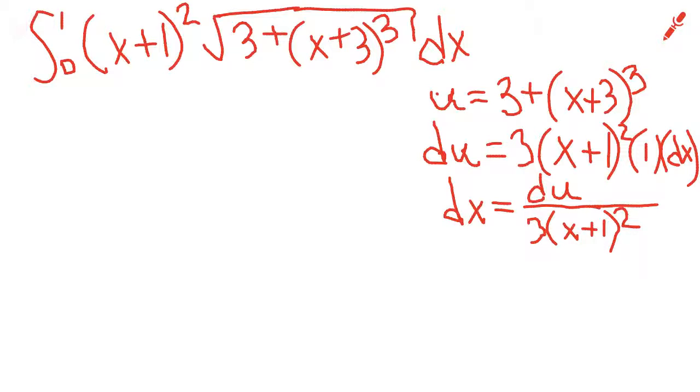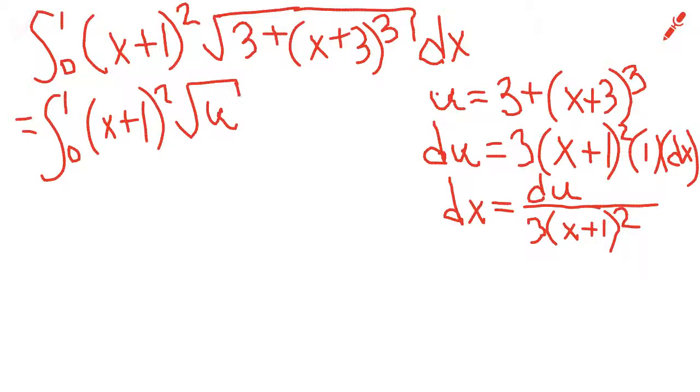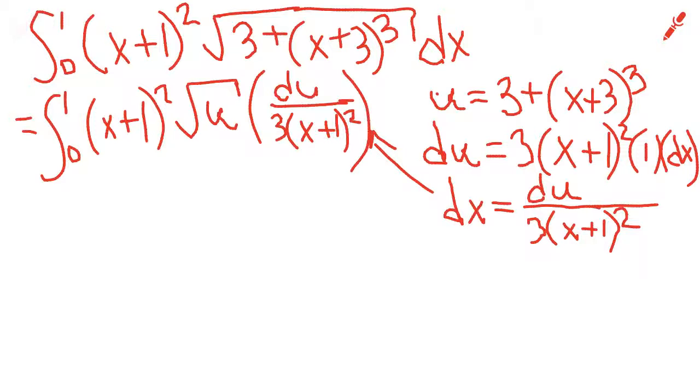And so with this derivative, you can cancel out the x plus 1 squared. So if we plug it in, and then you also put the u already inside the square root, you plug that in, du over 3 times x plus 1 squared, and then you can cancel out here, and you're left with this 1/3, which you can take out because it is a constant.